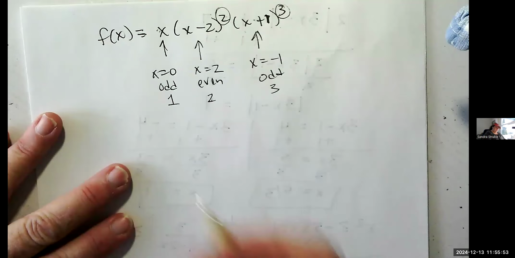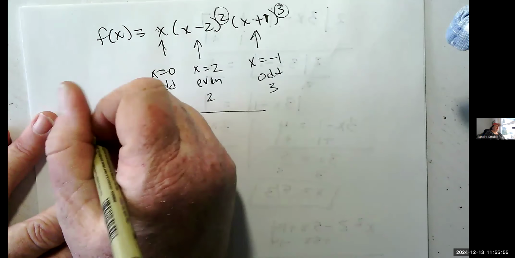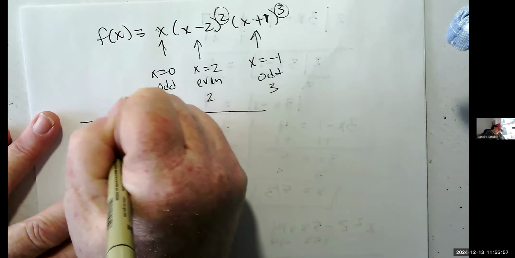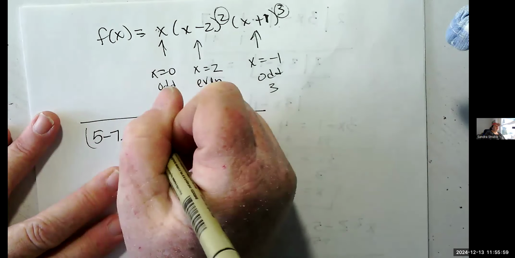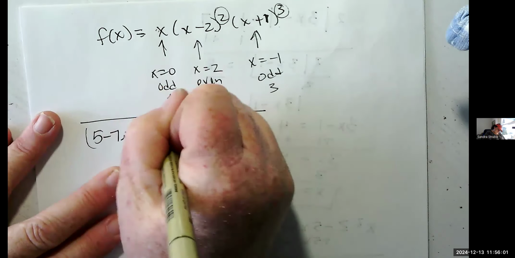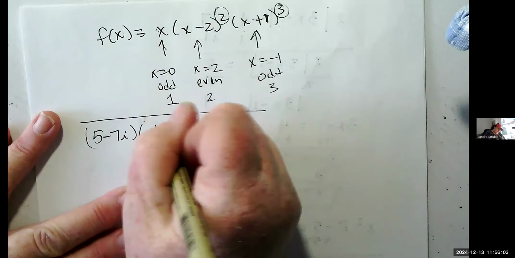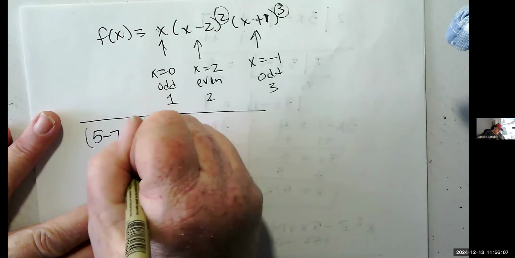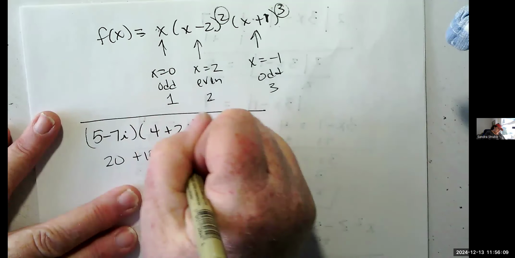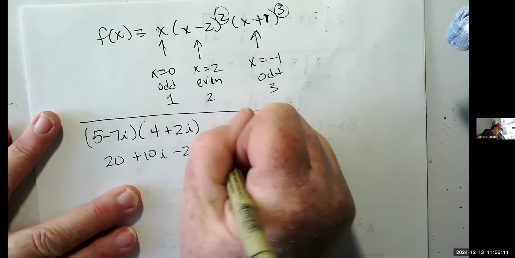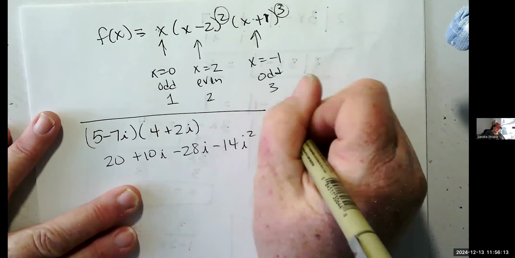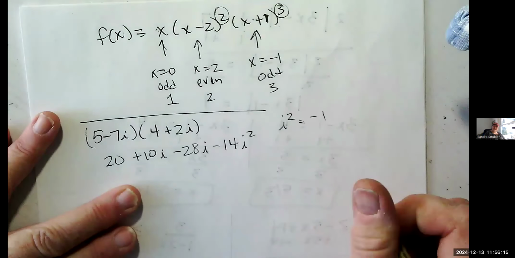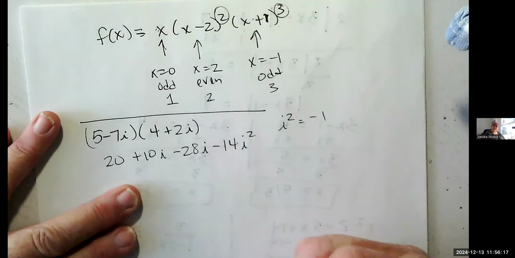Express the product 5 minus 7i times 4 plus 2i. So I'm just going to FOIL this. 5 times 4 is 20. Outer is plus 10i. Inner is minus 28i. And last is -14i squared. Remember, i squared is equal to -1 because i is the square root of -1. When you square it, it's -1.